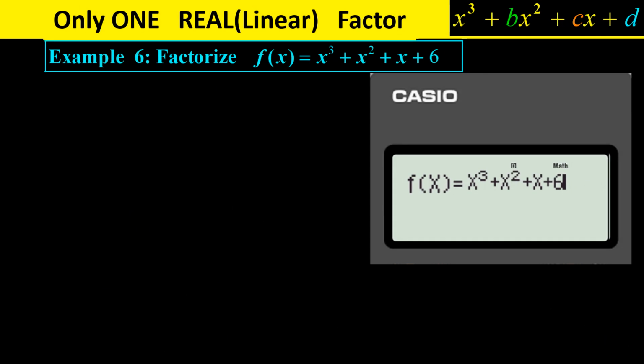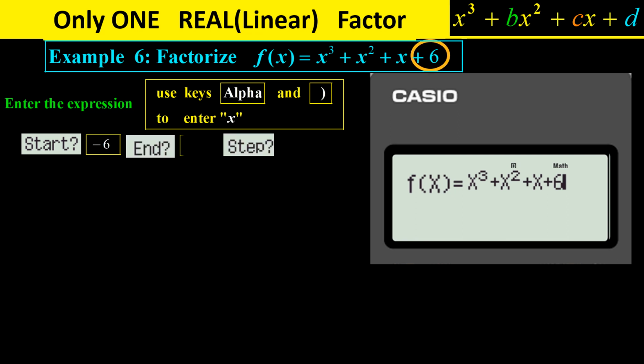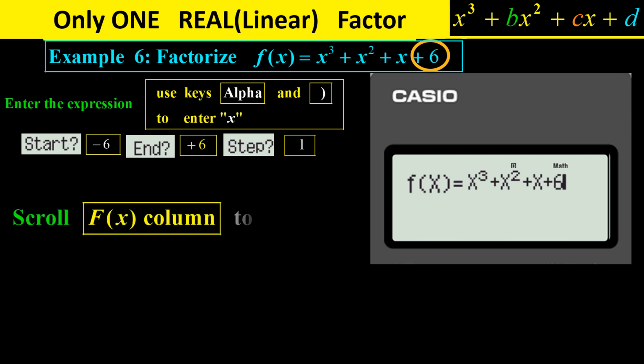Example here. I've got x cubed plus x squared plus x plus 6. There we've got our function already entered. And now we need to add the start. We've got the 6. Let's just take a negative 6 as a start and end at a positive 6, and a step would be 1. Right? We enter, and then now we need to scroll down.